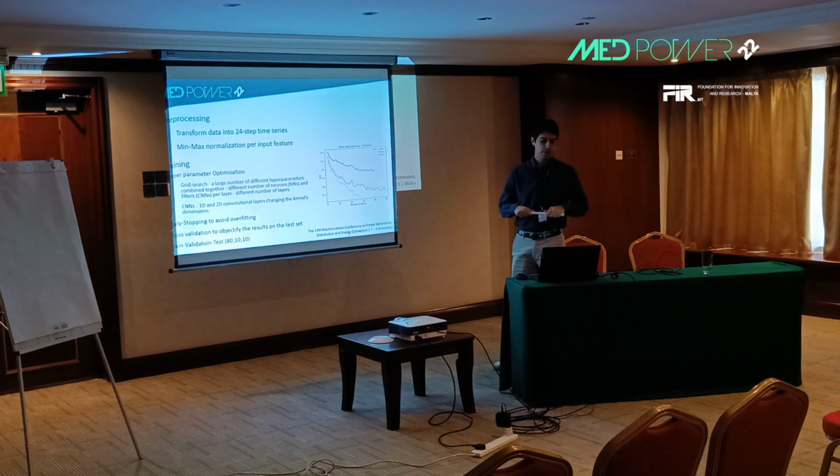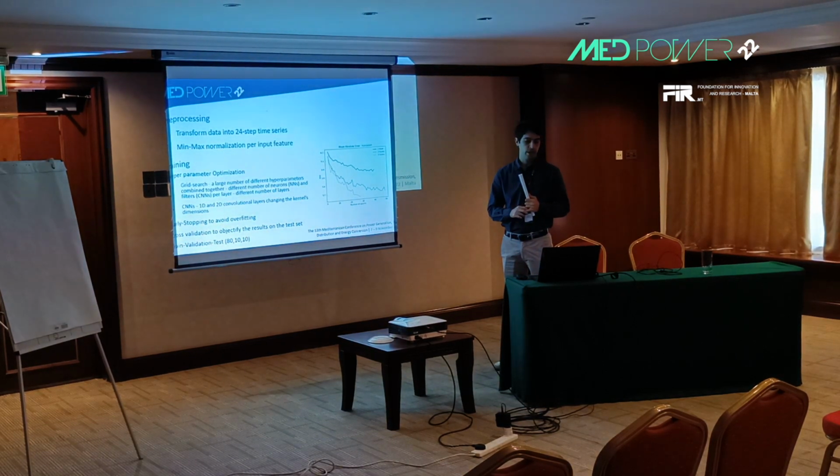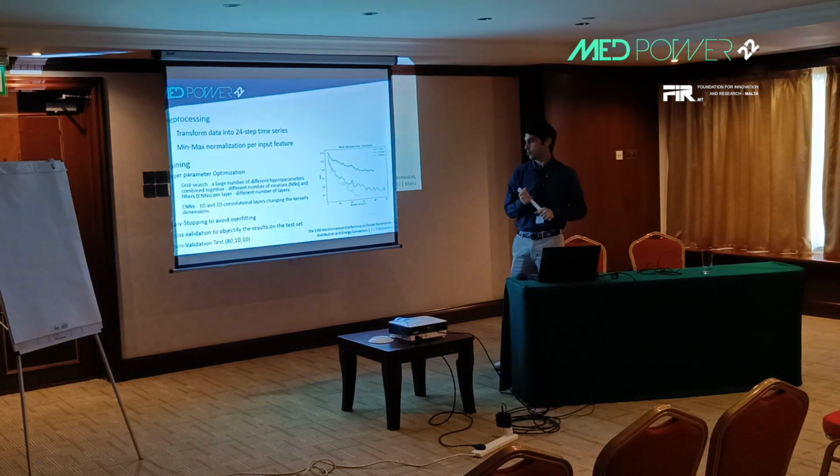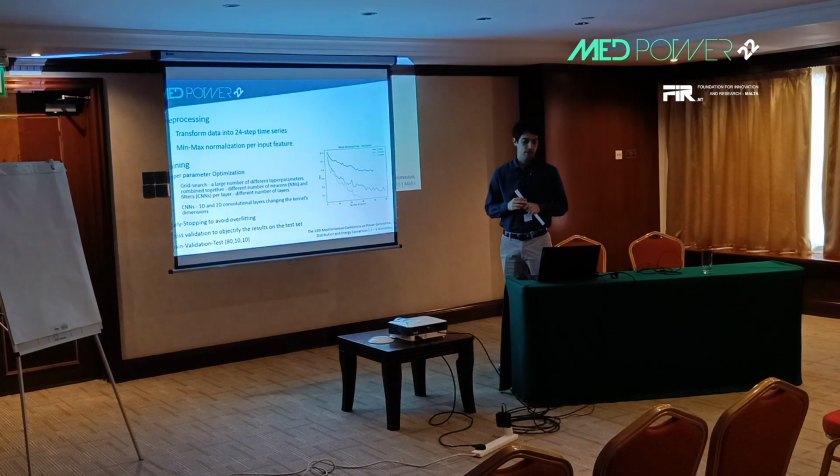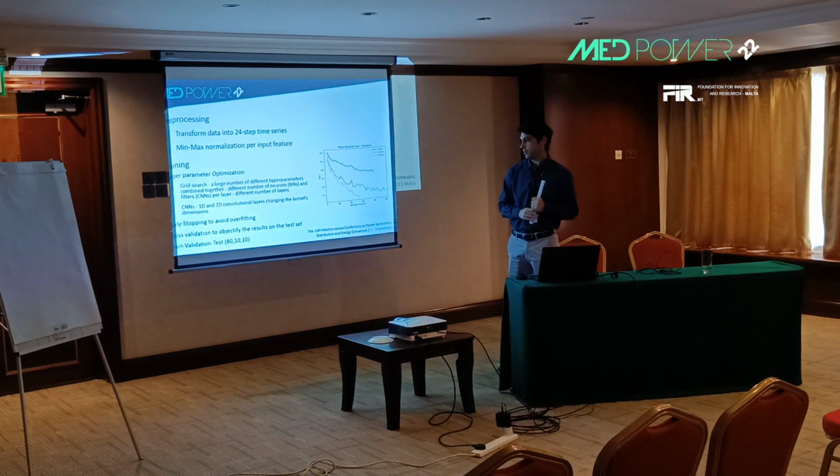For the case of convolutional neural networks, 1D and 2D convolutional layers, changing the kernel's dimensions, were used. Furthermore, early stopping was used to avoid overfitting, and cross-validation to objectify the results on the test set. A train, validation, test ratio of 80, 10, and 10 was also adopted.